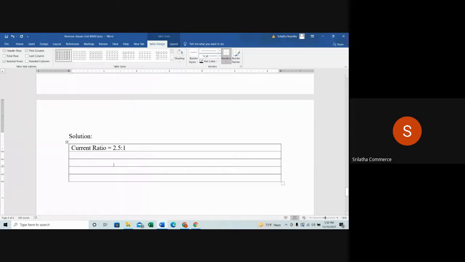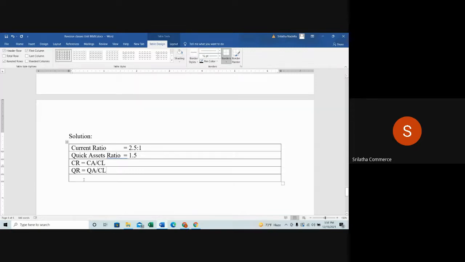Clear? Then your quick assets, how much has he given? Quick assets 1.5. Now we'll take the formula. Current ratio is equal to current assets divided by current liabilities. This is the ratio you're going to follow. Quick ratio, what is the formula you're going to follow? Quick assets divided by current liabilities.